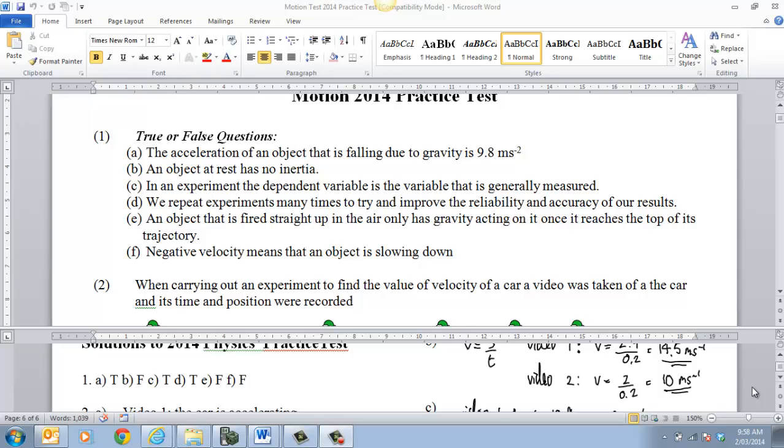And the basketball is going to be an object that's fired straight up in the air and has gravity acting on it once it reaches the top. If you think about it, gravity is the thing that actually slows the object down, otherwise it will keep going up and up and up forever.